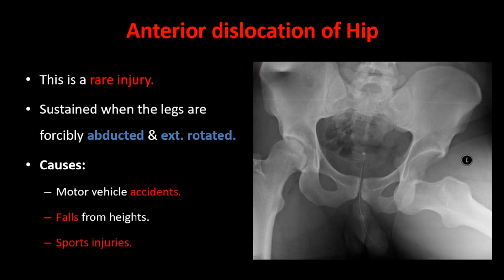So now what are the causes? The primary cause is the motor vehicle accident, as this injury requires a severe force. Second, fall from height, and third one is sports injuries. So these are the major causes that will lead to the anterior dislocation of hip joint.